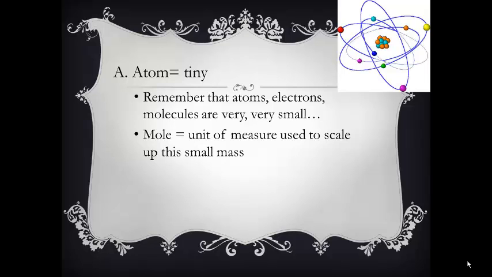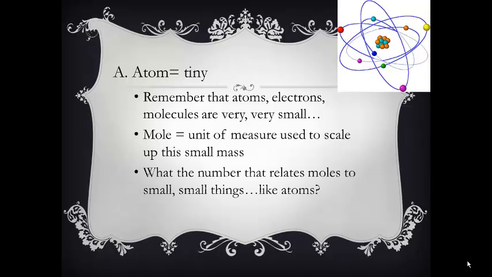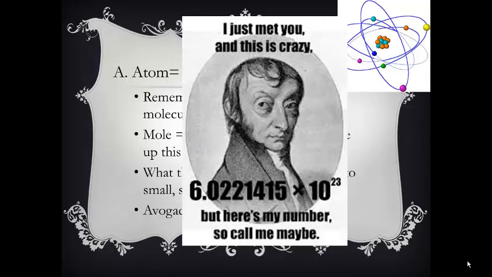So we come up with a mole. Actually, oh, can't give it away. So what is that number that relates small things like atoms, particles, electrons, formula units? And if you're guessing in your head and you're thinking, oh man, I really know it, I think it's, yes, it is Avogadro's number. So if you forget Avogadro's number, here it is.